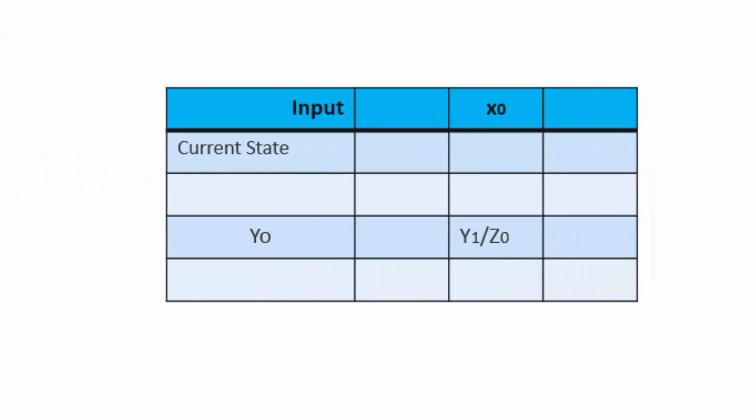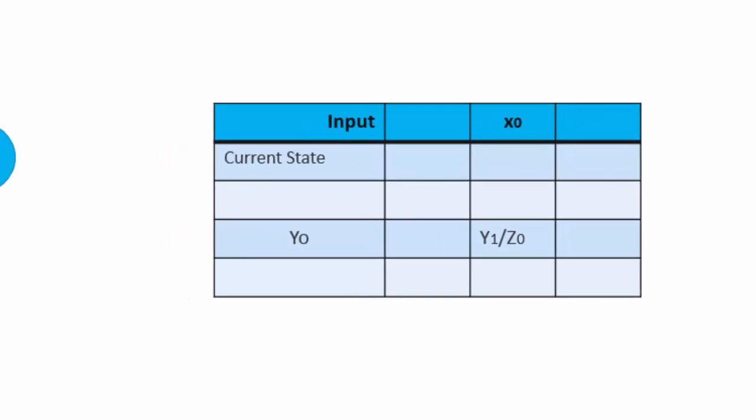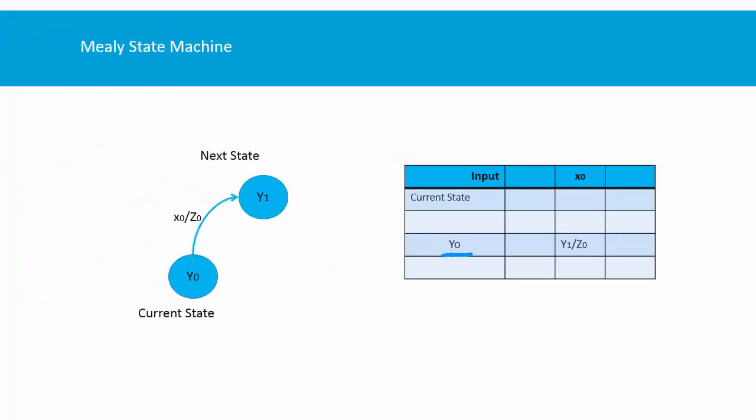This state table shows us on this side the current state, and on the upper part the inputs. Basically it tells us that when you're in y0 and you have the input x0, then you're going to go to state y1 and give the output 0, 0.